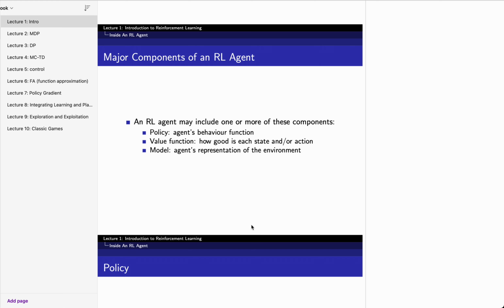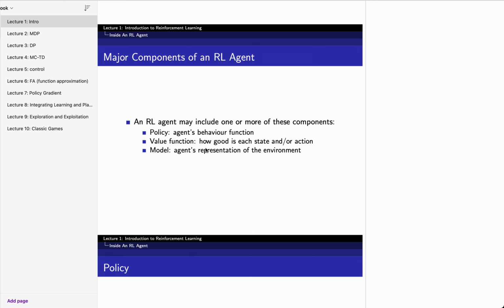So, several major components of a reinforcement learning agent. It may include one or more of them. A policy. A policy is an agent's behavioral function. Behavior function means what kind of action it's going to take. Like I explained earlier, either taking a left, moving forward, or taking a right turn, this is the agent's policy. At this time step t and the current state of the agent, the policy determines the next action the agent is going to take.